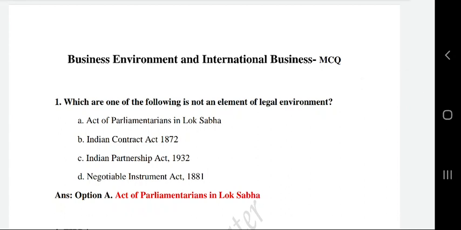Question number 1. Which one of the following is not an element of legal environment? Options: Act of Parliamentarians in Lok Sabha, Indian Contract Act 1872, Indian Partnership Act 1932, Negotiable Instrument Act 1881. Answer is option A, Act of Parliamentarians in Lok Sabha.